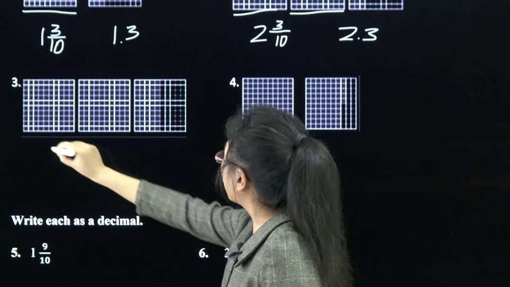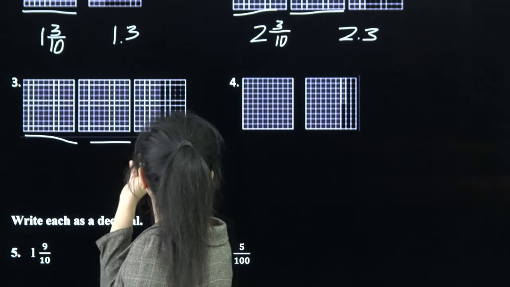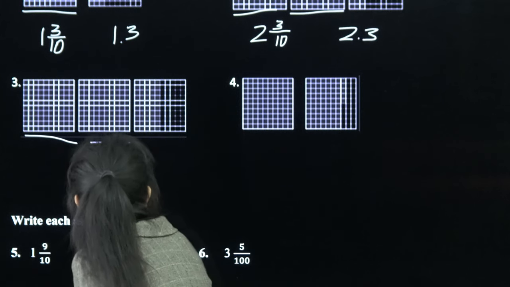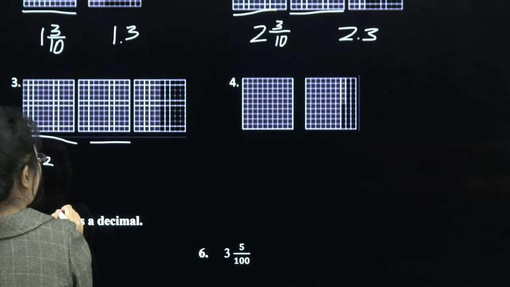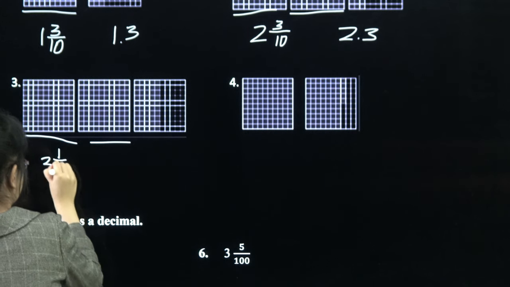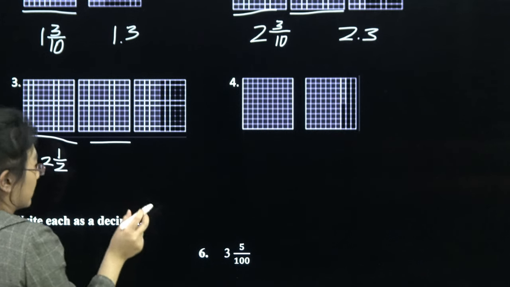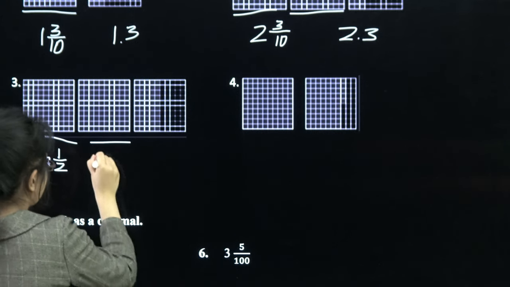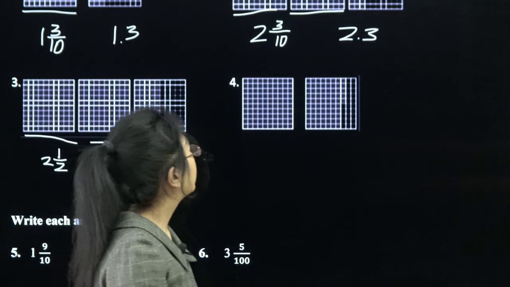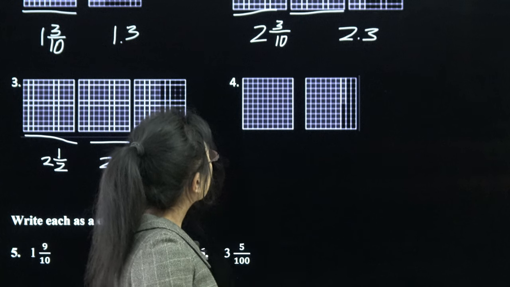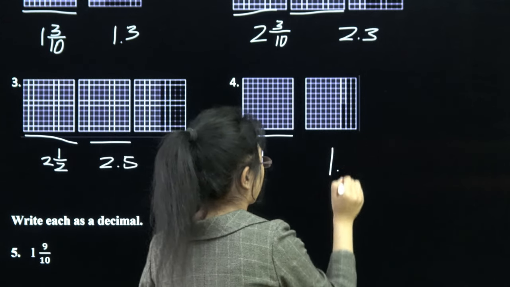Question number three, it's also another 2. And this is, oh, that's a half. 2 and a half is 2 and 1 over 2. That's a mixed number. And the decimal would be, since a half is 0.5, 2.5. Next, there's 1 for the whole, so then 1 point.